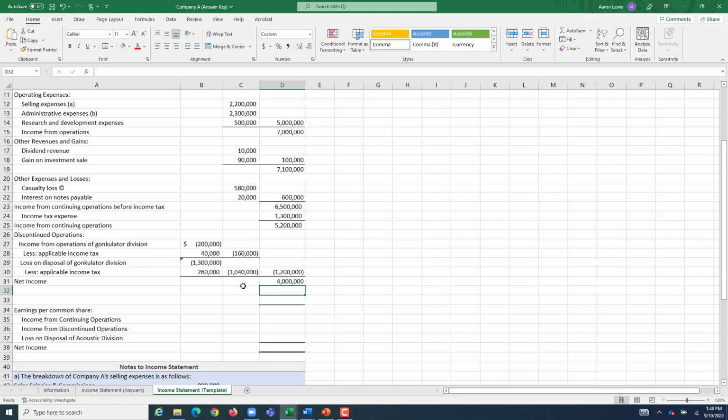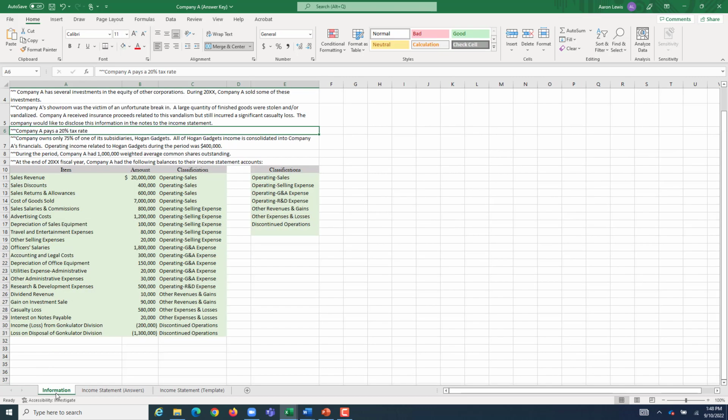Unfortunately for our shareholders, they're not entitled to that full $4 million. Why is that? Because this bullet point right here says that we don't wholly own one of the subsidiaries. We own more than half of it, which means we need to consolidate their accounts, their financials, into our financials. So that $400,000 in income that Hogan Gadgets had is going to get rolled into all of Company A's income. But since we don't own all of Hogan Gadgets, our shareholders are not entitled to all of that $400,000. We need to reverse out the portion of that $400,000, which is already included in our net income, that our shareholders can't get at.